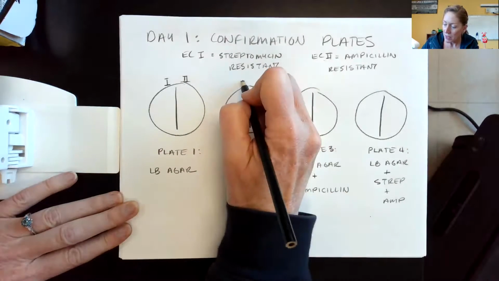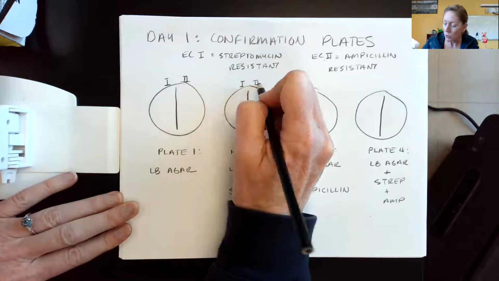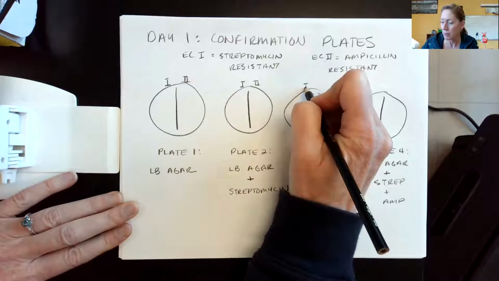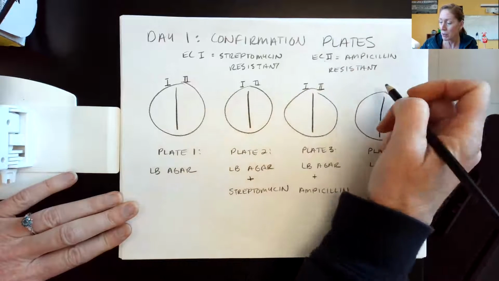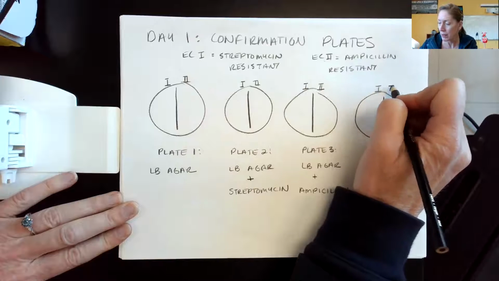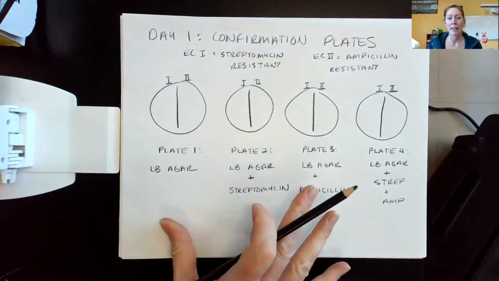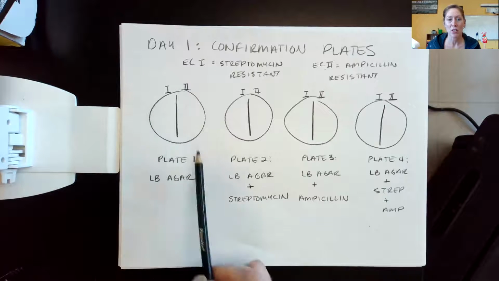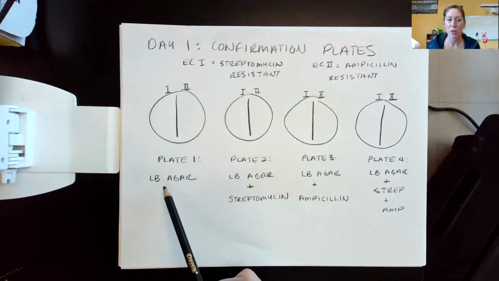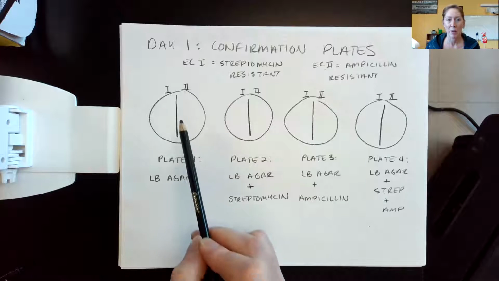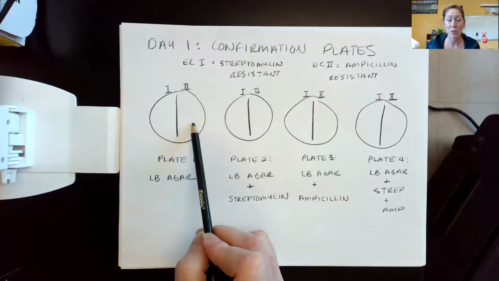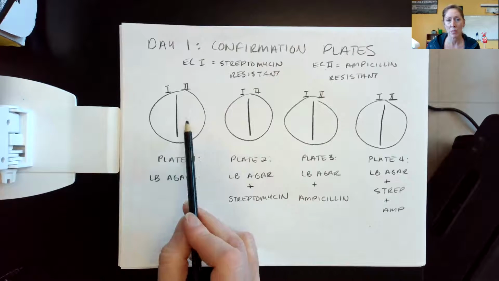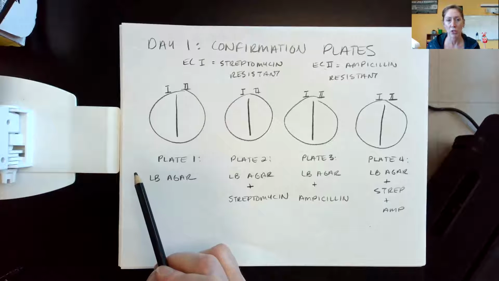Okay, we're going to do the same thing for all four of these plates. We're going to streak a little bit of E. coli 1, a little bit of E. coli 2 on both sides of the plates. Okay, now, sorry, at this point, I want you to stop and make predictions. So LB agar, there's no antibiotic in this plate. We're going to streak a little bit of E. coli 1 here, E. coli 2 here. Will the E. coli grow on both sides of the plate? Yes or no? Make a prediction.